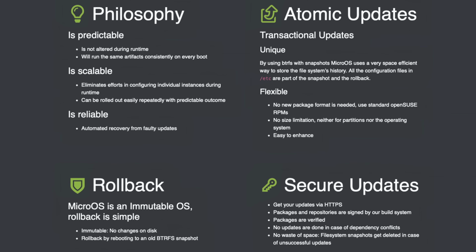So what is it? Well, a short summary is that at its core, an immutable distribution ships the entire operating system as a single versioned image instead of a collection of individual packages. The base system is read-only, tightly controlled, and it's updated all at once.